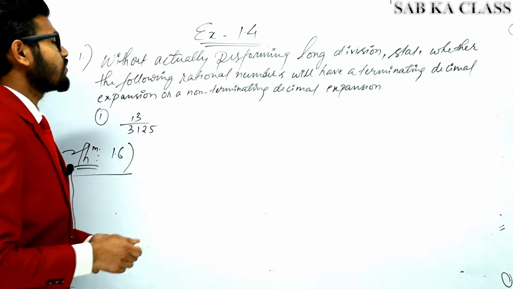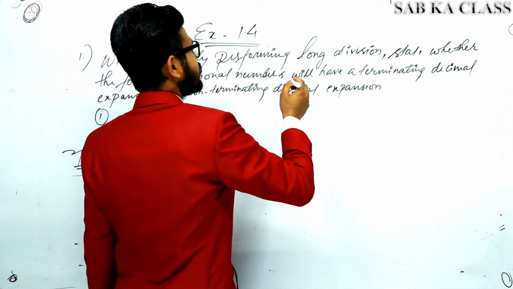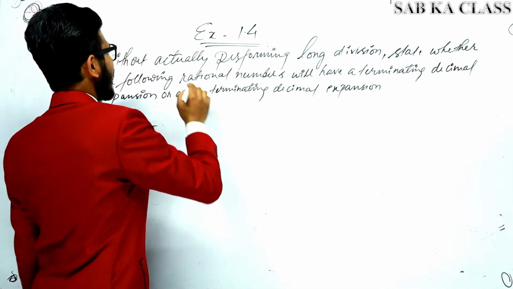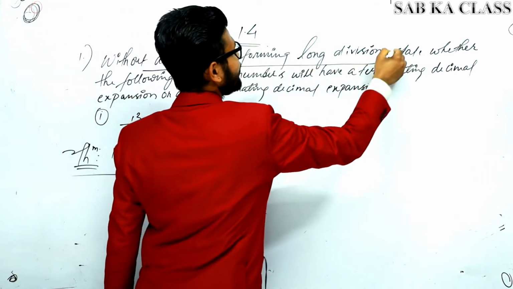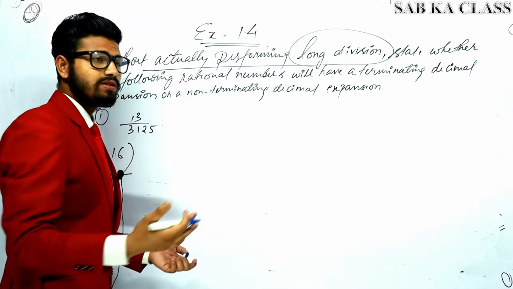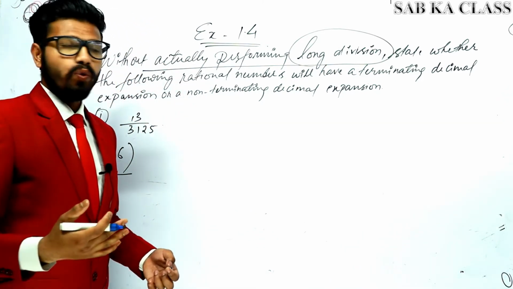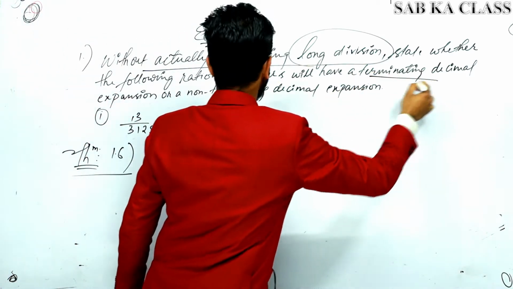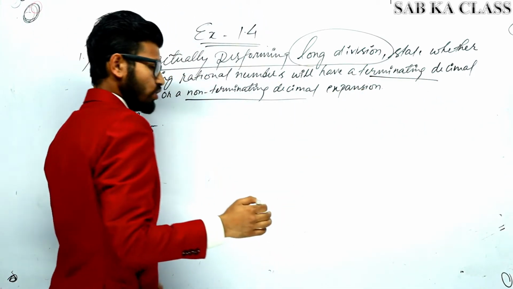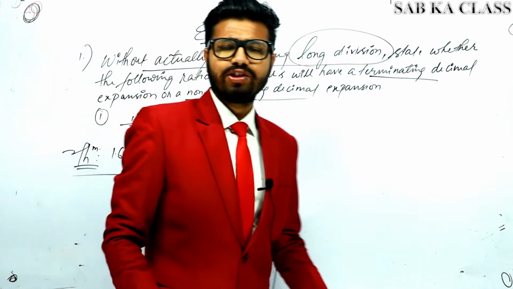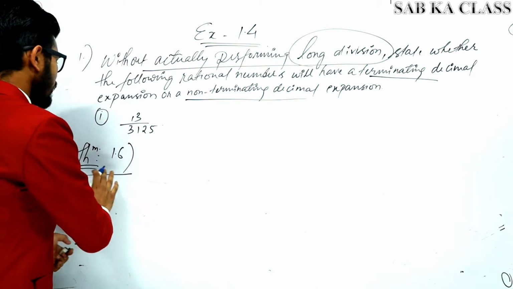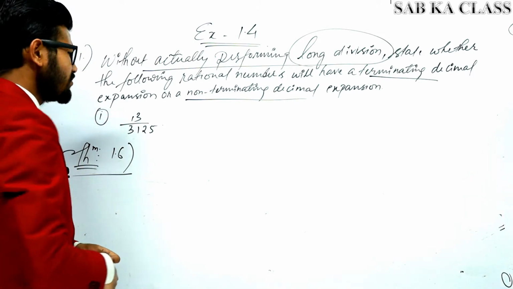The question asks us to use the shortcut way, which means we are not supposed to do the long division method. Without long division, you have to decide whether it is a terminating decimal or non-terminating decimal. To solve this question, we have a theorem very nicely prescribed in NCERT, Theorem 1.6. What does this theorem say?